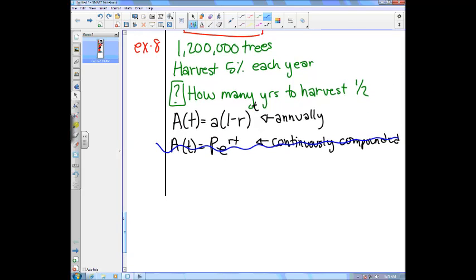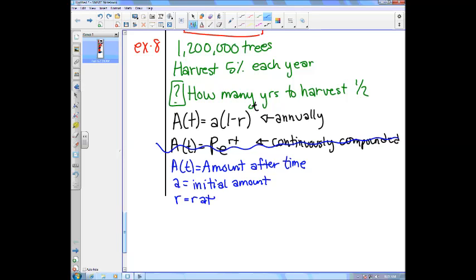All right, so let's plug in the values we know. Remember, A of t stands for, who remembers what A of t stands for? Amount after time. Little a stands for... initial amount, guys. Remember that? Starting amount? Great. R equals rate, and T is time.